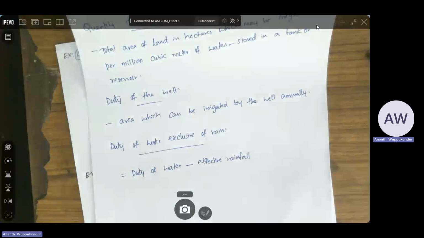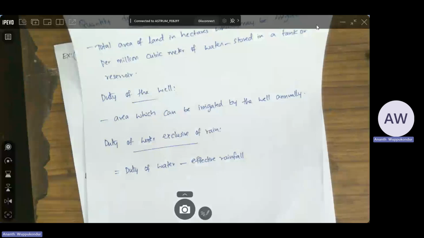And there is another duty. Let's say there is rainfall. If there is rainfall, then the amount of water that we need to supply can get reduced. So if there is 300 mm of rainfall, then the delta can be reduced by 300 mm because that is being compensated by rainfall. So one is including rainfall, and the other is excluding rainfall. So from delta, you subtract the rainfall, what you are getting, what water you are avoiding. So that is duty of water exclusive of rain.